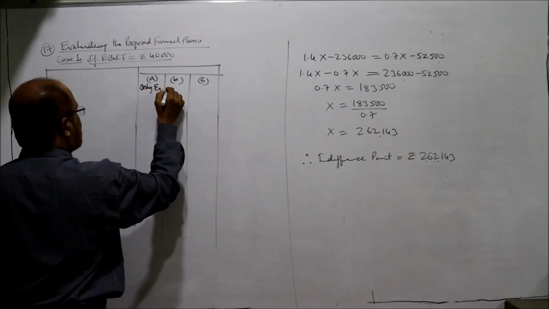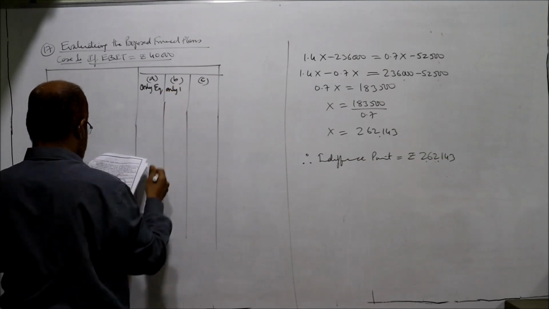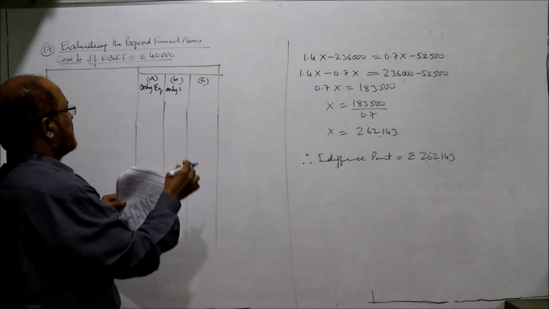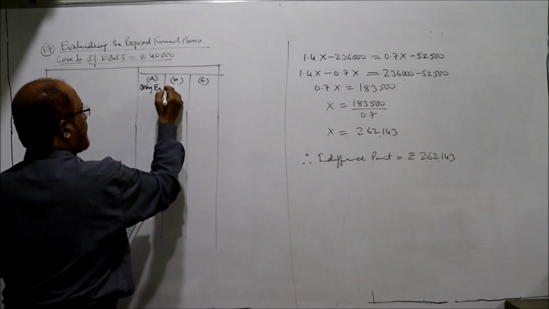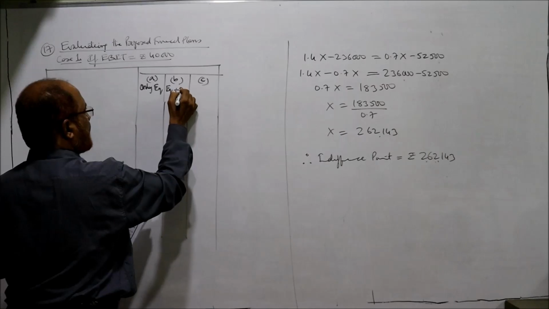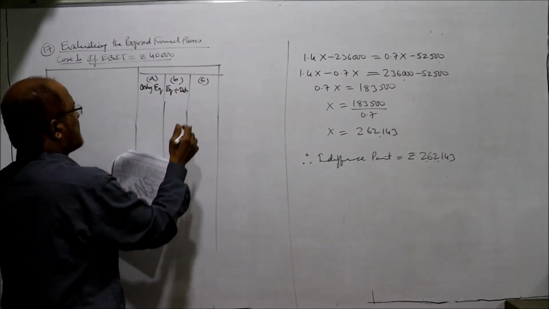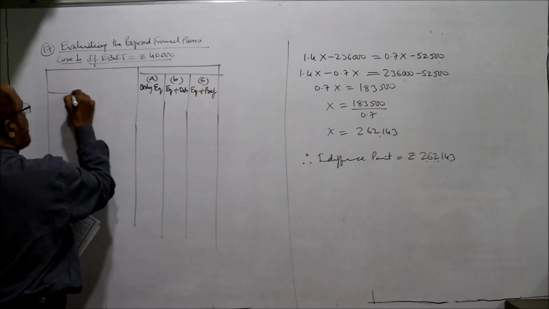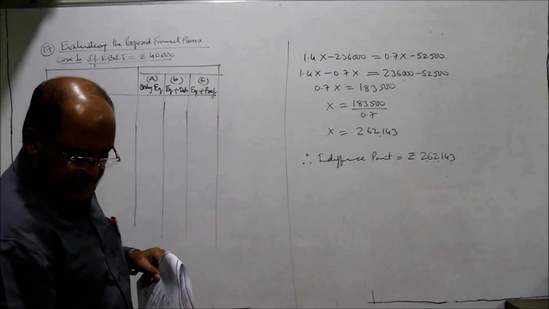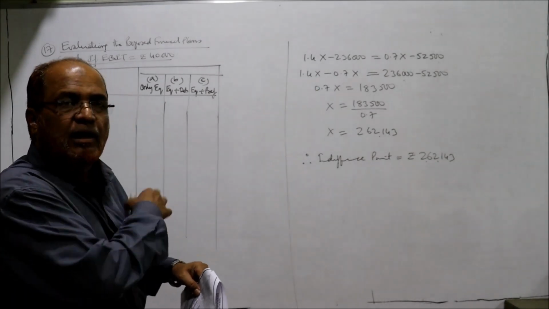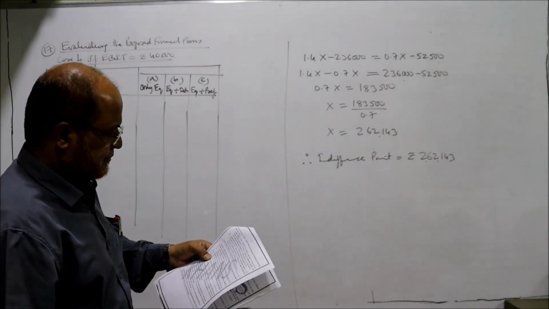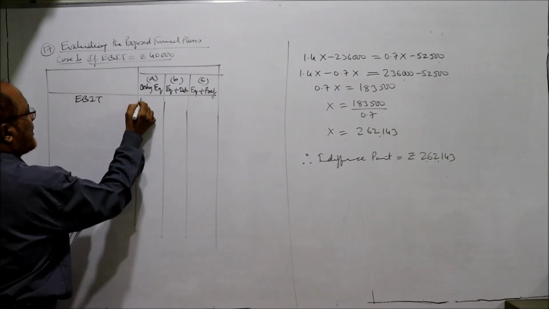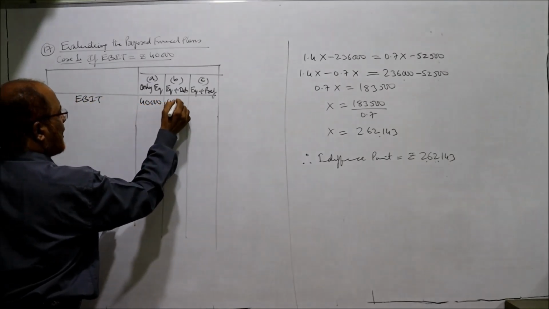Only equity. Second, only debentures. Second one, it is equity plus debenture. Third one, equity plus preference. Right? Now we'll take EBIT, 40,000 rupees EBIT we are taking.